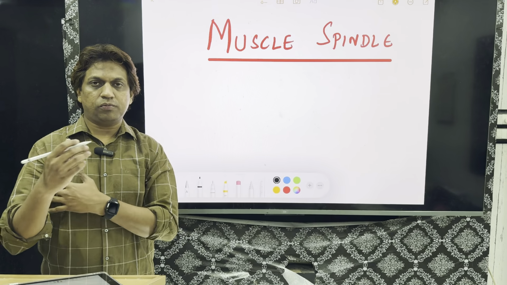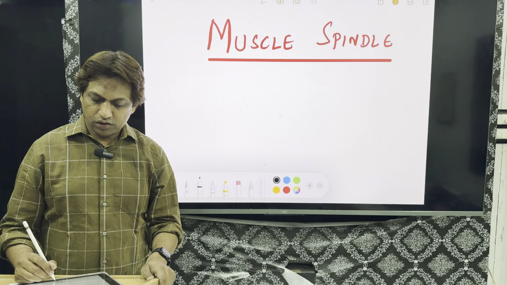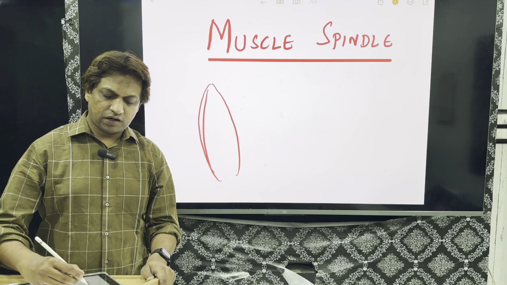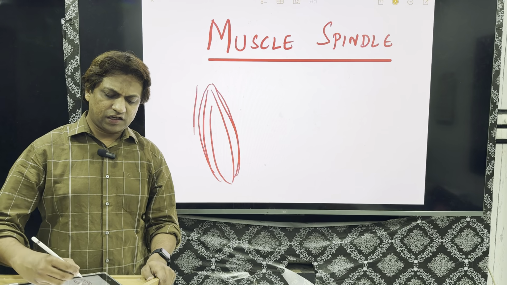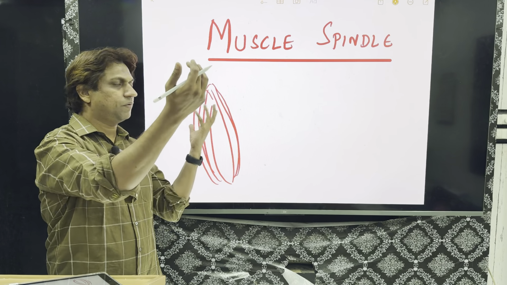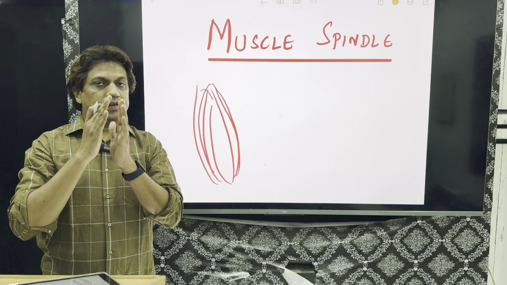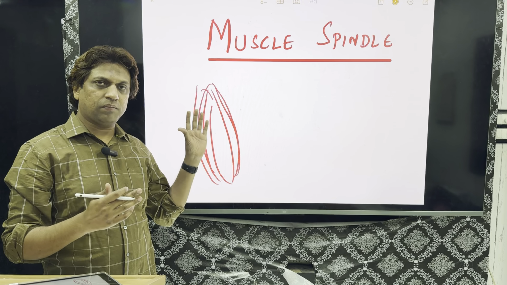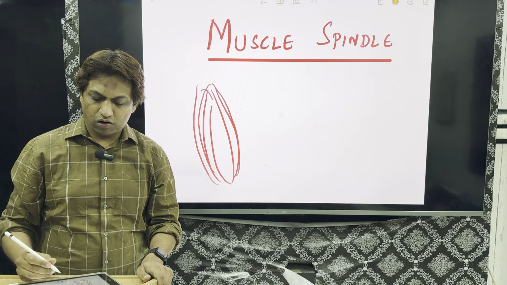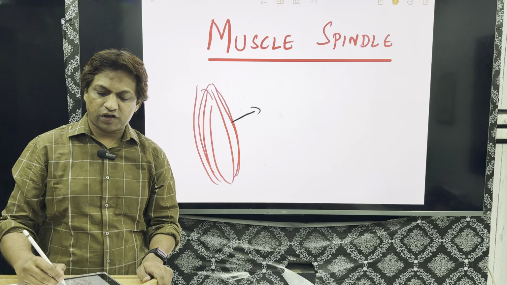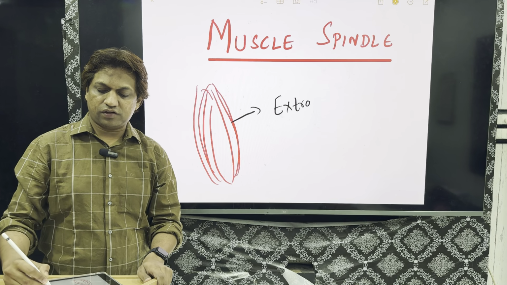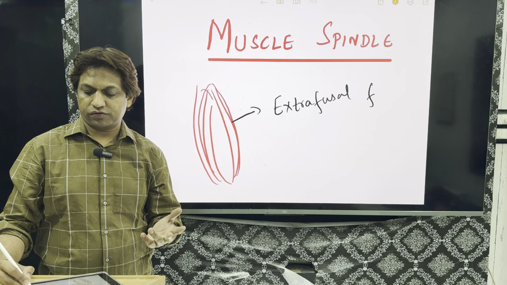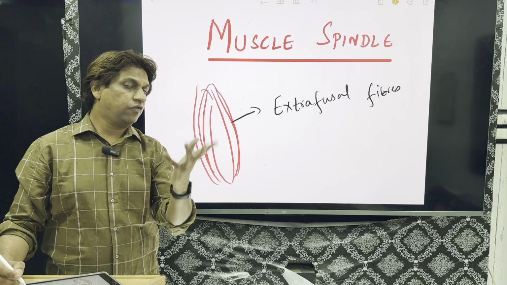We have so many skeletal muscles in our body. Just with the help of this red color, I am drawing a line diagram of the skeletal muscle. Consider this as a skeletal muscle, any muscle like a biceps muscle or triceps muscle. Now, the muscle fibers which are present in the skeletal muscles are called extrafusal muscle fibers, or just extrafusal fibers.